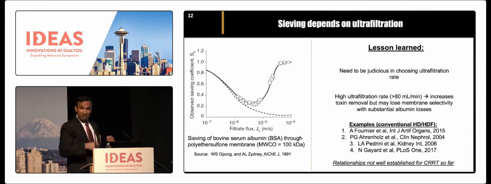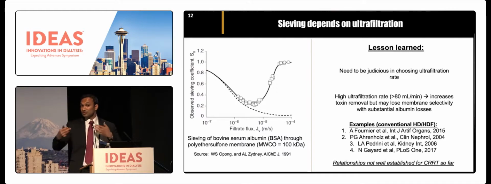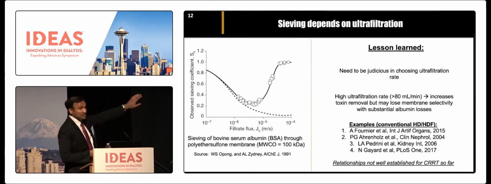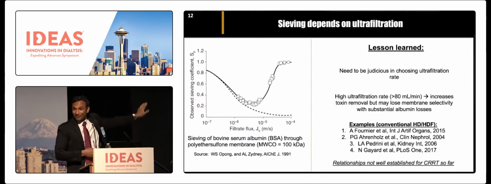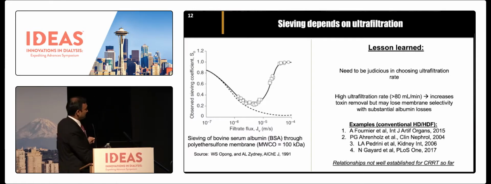If you have a very, very high ultrafiltration rate, yeah, you'll remove a lot of toxins, but you also lose membrane selectivity because you'll also now get some substantial albumin losses as well. This has been shown for conventional hemodialysis. These relationships are not so well established for lower flow rates like continuous renal replacement therapy or what you see in wearable devices. And these effects also occur in the absence of fouling. So when fouling happens at the same time, these things are also not so well established.